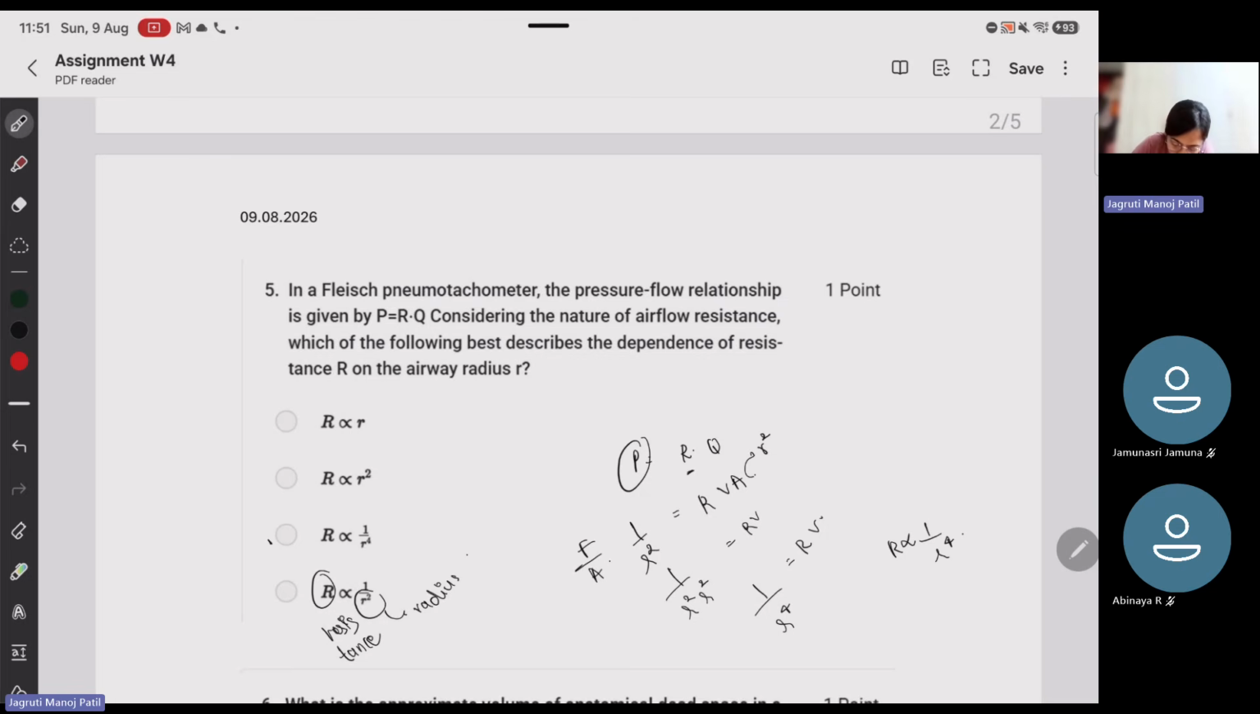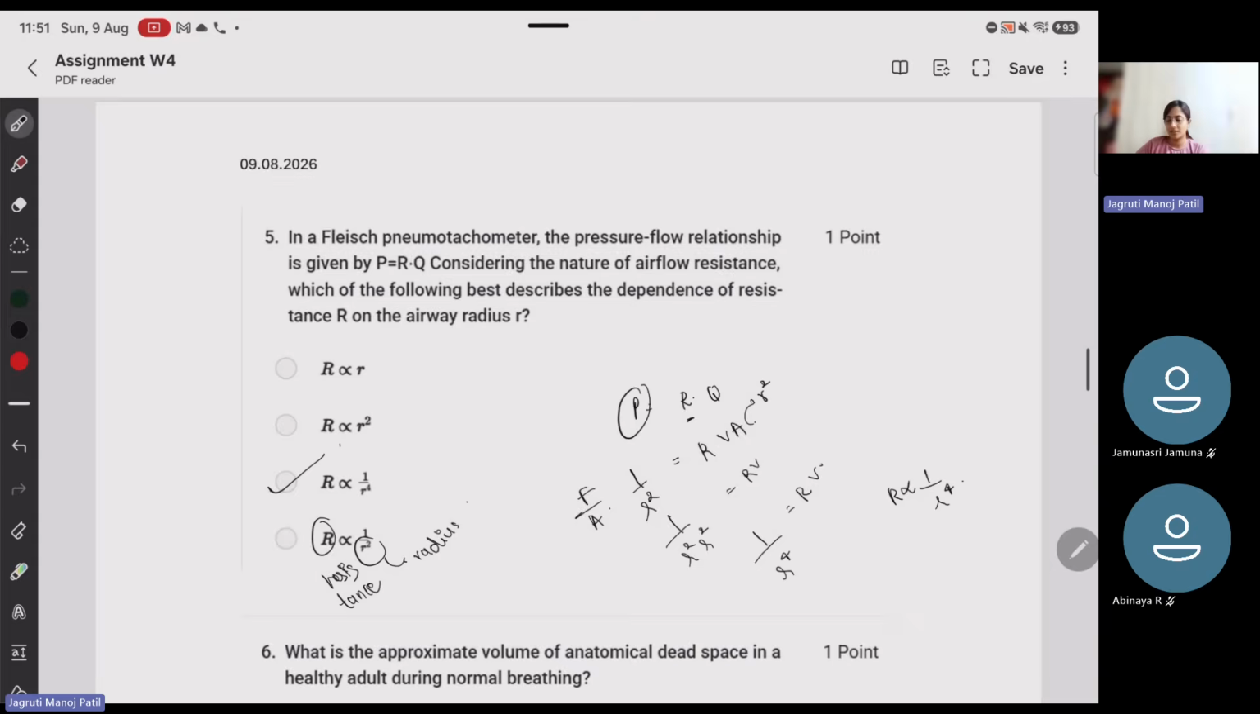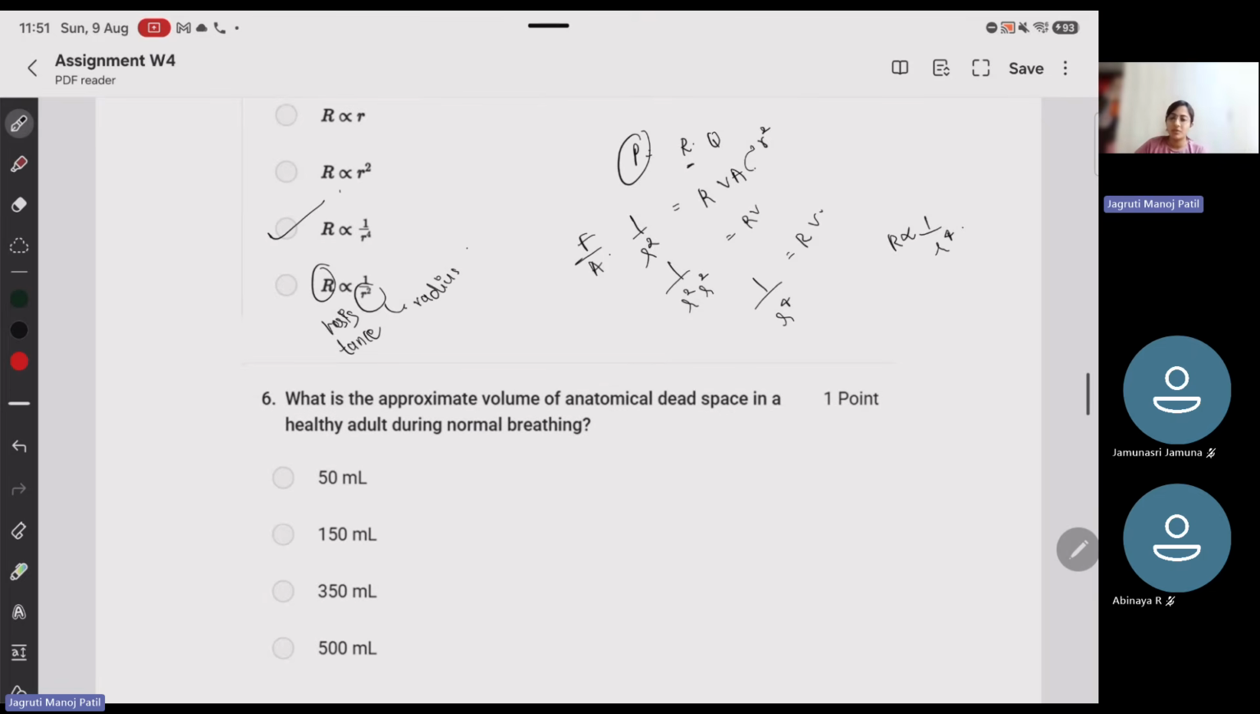So if you have basic concepts, you can directly solve the questions. But of course, the physical phenomenon is also good. That's why I told you to go and look at the pneumotachograph.